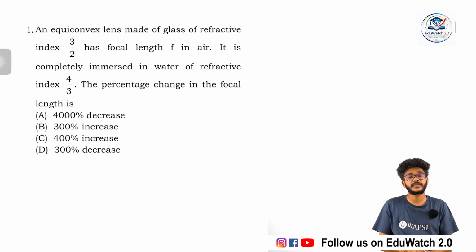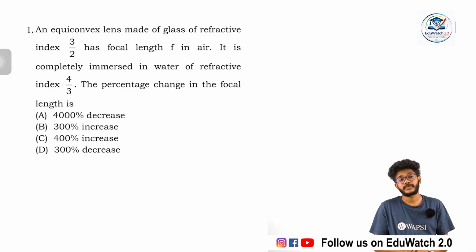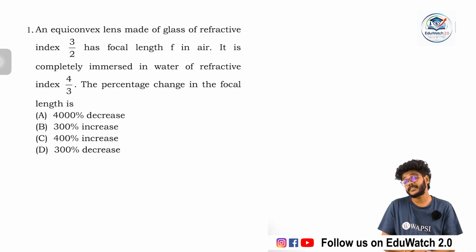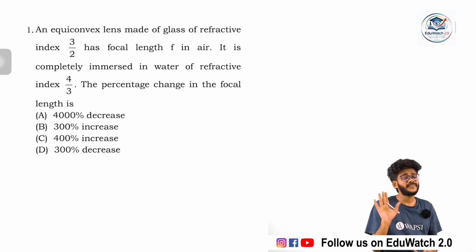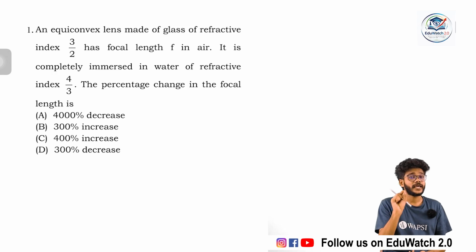Now the surroundings is changed from air to water. The question asks for the percentage change in focal length, so we have to calculate the change in focal length. First of all, what do we need to solve this? The equation which connects focal length and the refractive index of the material and the surroundings.